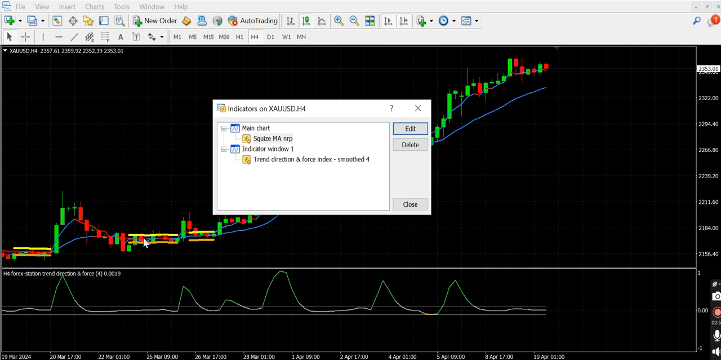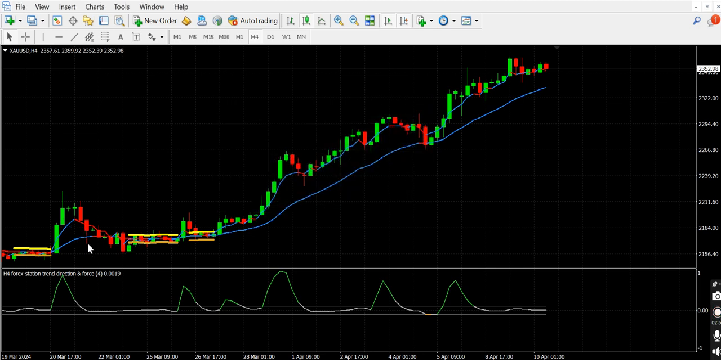And when these two start getting tangled up, that means price is in this tight bound range. That's what we're looking at. That's why it's called the squeeze. Price is squeezing. It's called the squeeze MA. I don't know exactly what they call it, but squeeze MA.